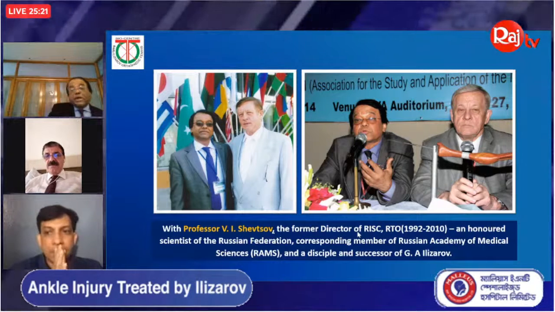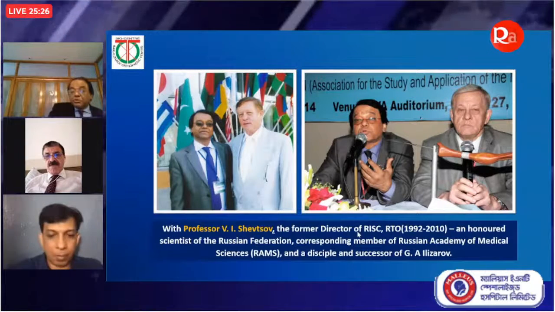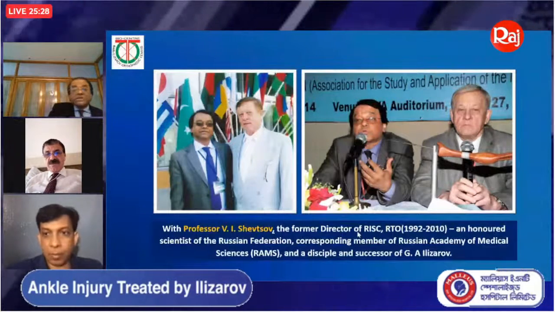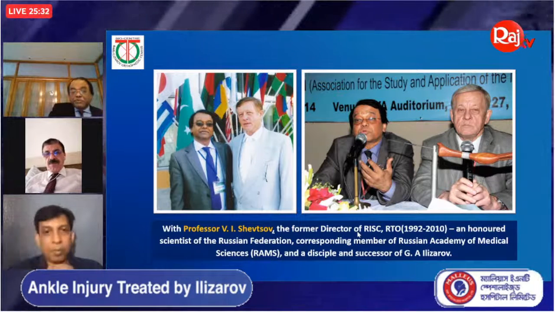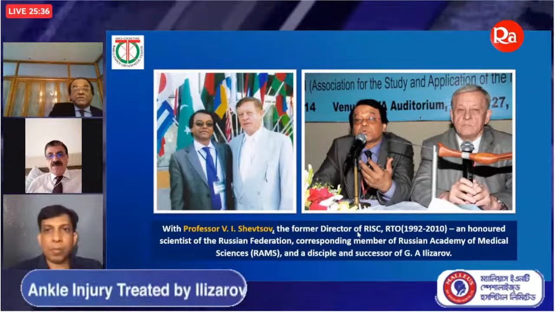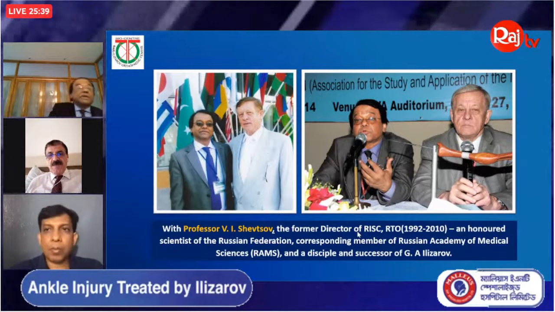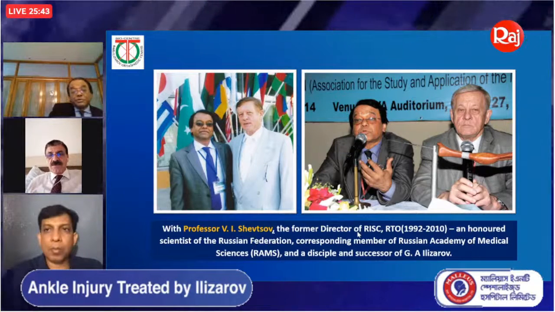So this is Professor Ilizarov, who came to my country more than 10 times. Professor Shamsul, who came to Bangladesh for more than 10 times. And you see the picture is 2009, left side, and now 2022. So time has passed. How many years? 13 years.